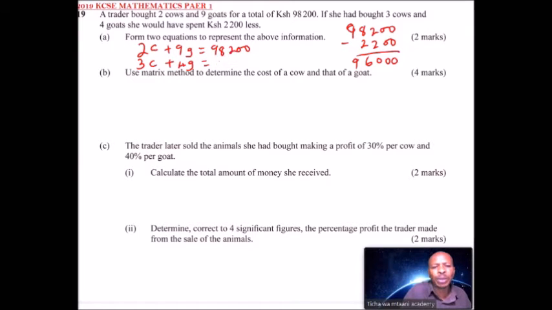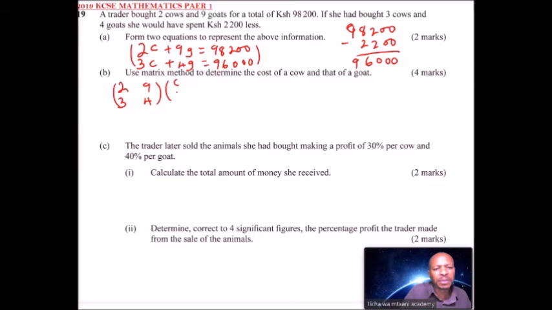The expenditure would have been 96,000. So that's how you form the two equations. Part B, we use the matrix method to determine the cost of a cow and a goat. In Form 3, you were taught how to form a matrix using linear equations. So here, using these two, we can form the matrix 2, 9, 3, 4. That's the matrix for the linear equation.